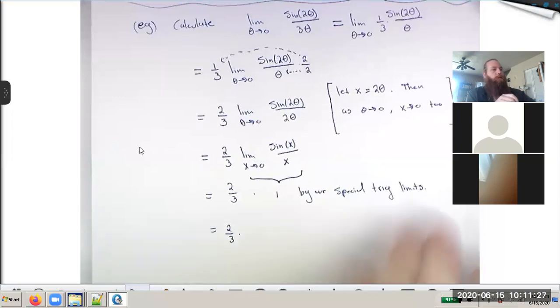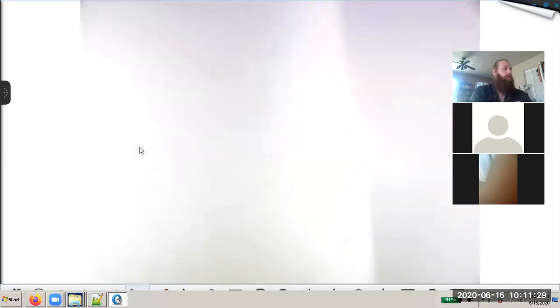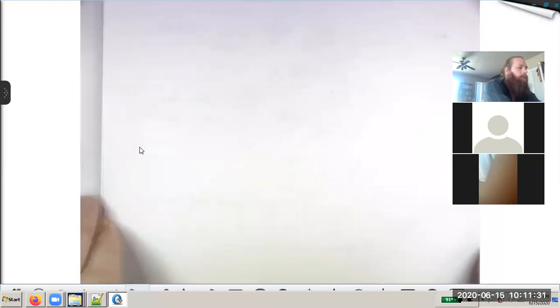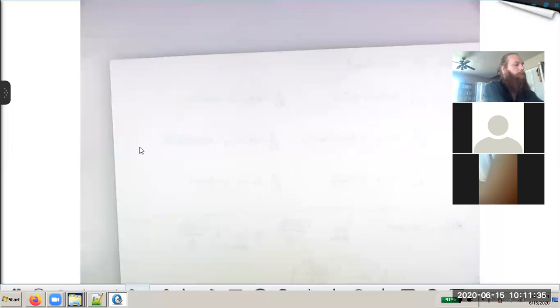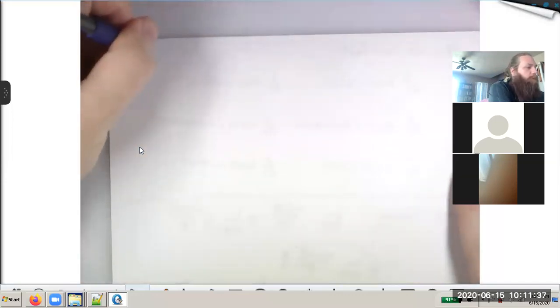There is one more like this that I wanted to do really quickly, just to make sure we're feeling comfy, and because it is sometimes treated as a special limit on its own, but we can get it out of the sine x over x limit.